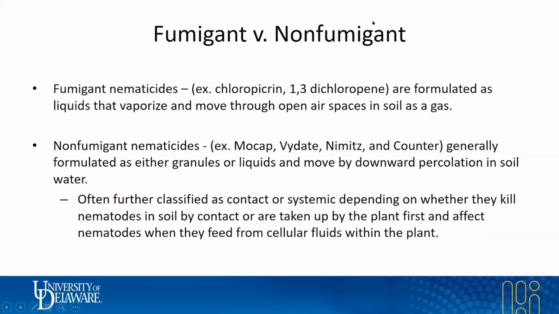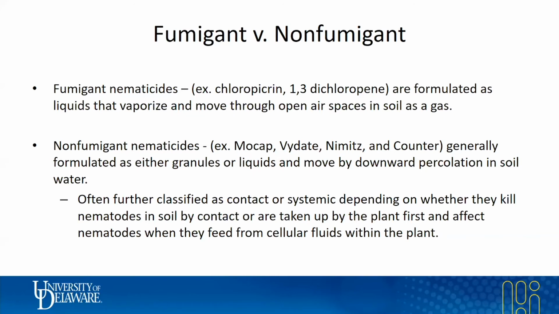So within the chemical world of nematicides, we have fumigants and non-fumigants. These fumigant nematicides are often formulated as liquids that are going to vaporize and move through the open air spaces within the soil. And then we have non-fumigants, and I'm going to spend some time talking about some of these that we have. These may include things like Mocap, Vydate, Nimitz, and Counter. These are often granulars or liquids, and they're going to move through the soil through percolation of water. And a lot of times these get classified as contact or systemic.